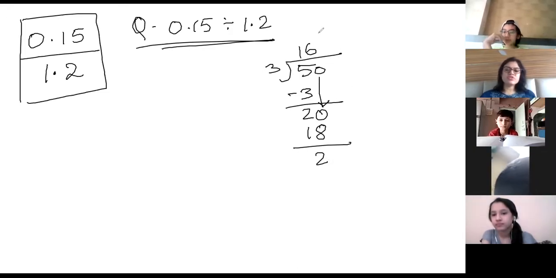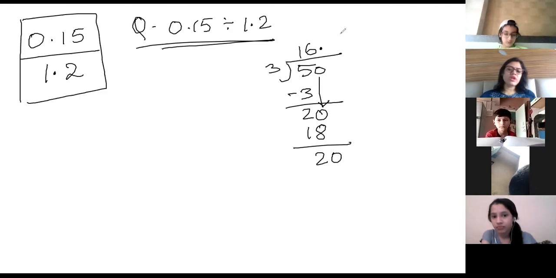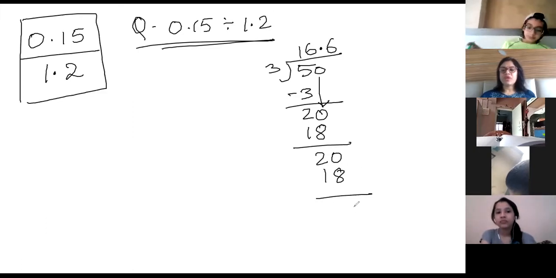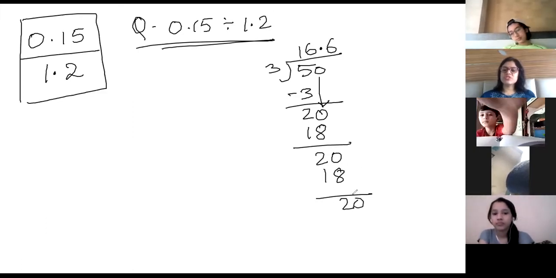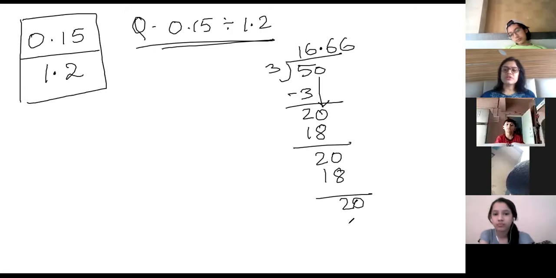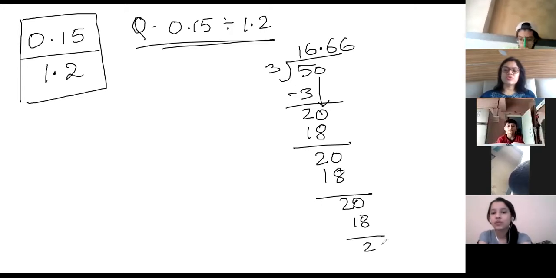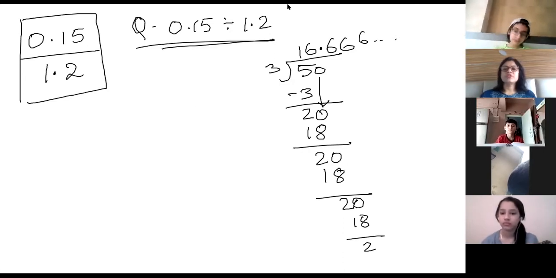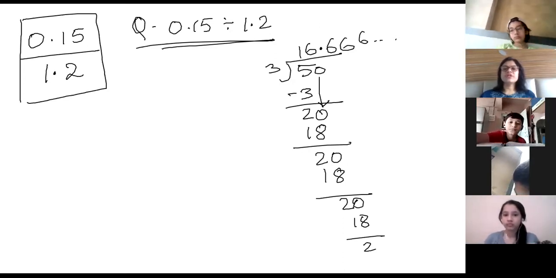But I don't have any 0 over here, so that is why I'll put a decimal over here. After putting the decimal, I can put 0 on my own and I won't do anything over here. Just put 3 6 18, and 2 again. So it keeps on repeating. So you can do it like that. Now, is it clear?